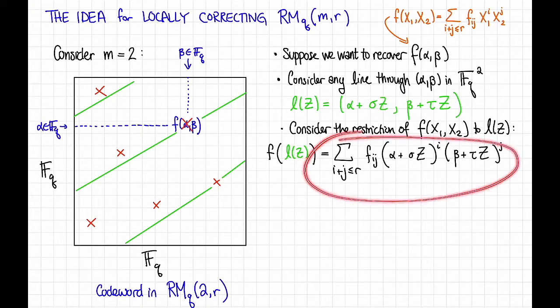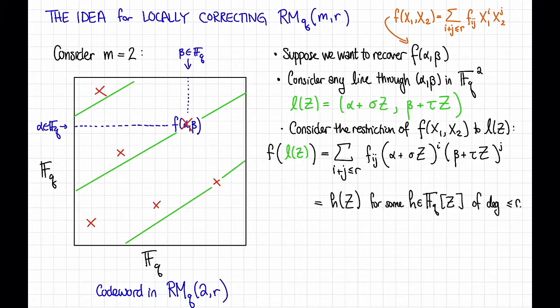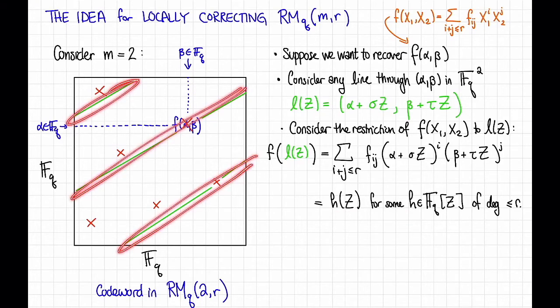Now this might look pretty nasty, but the main point here is that whatever this polynomial is, this is some univariate polynomial in z, and moreover, it has degree at most r. That is, it is equal to h of z for some univariate polynomial h of degree at most r.